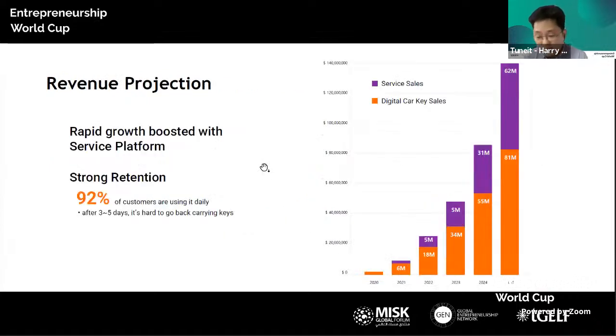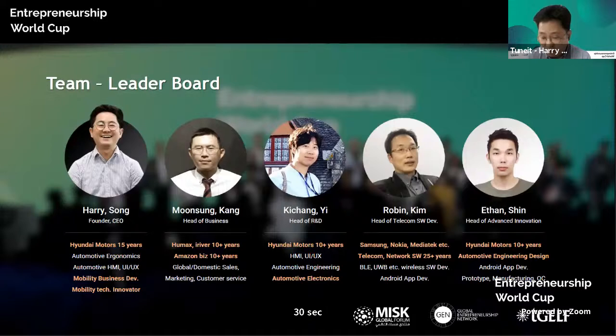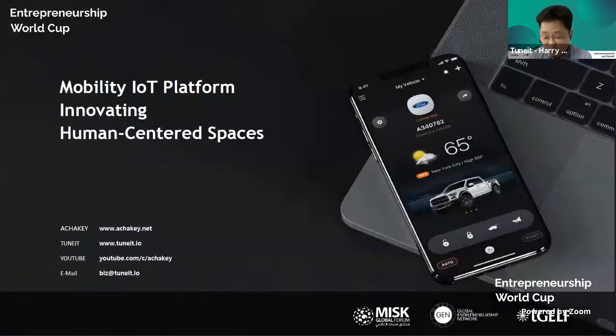Besides growth and revenue, I want to emphasize and thank our 92% of customers who use Achaki 4 times every day. When you experience better, you just can't go back to the old days. We have a very strong team to carry out this business. Experts having over 10 years of experience in each field are in position. Hope to meet you soon in your car, office, and home.